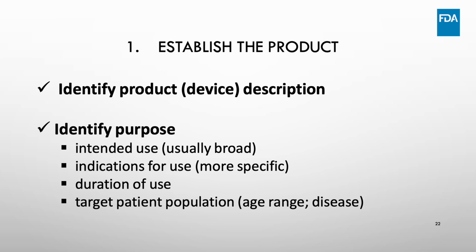The first step is for you to establish your product. This means to establish your product design as well as its purpose. The purpose can be described in terms of the intended use, which is usually broad, as well as the indication for use, which is usually more specific. You may also need to describe the duration of use for your product, as well as the target patient population, such as an age range or use for a disease condition.